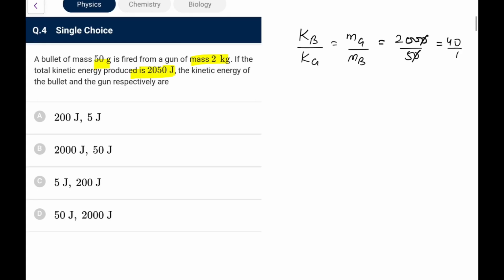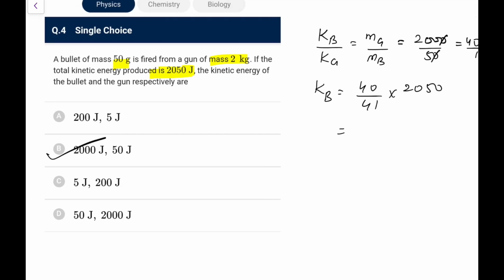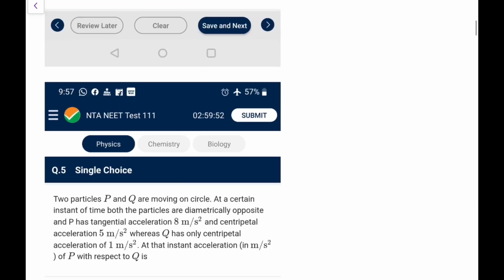So what I can say, the kinetic energy of the bullet would be 40 upon 41 into 2050 joules. So if I do this, it would be slightly lesser than 2050, more likely that number, so go for option B. It would be very close to 2050, so you can directly go for this one, and if you solve it also, it will come out like this.